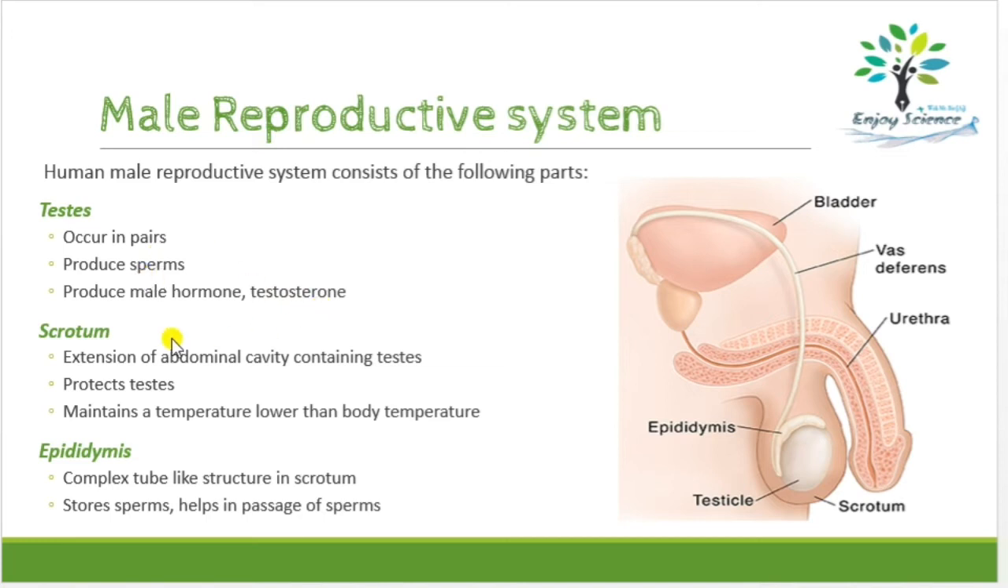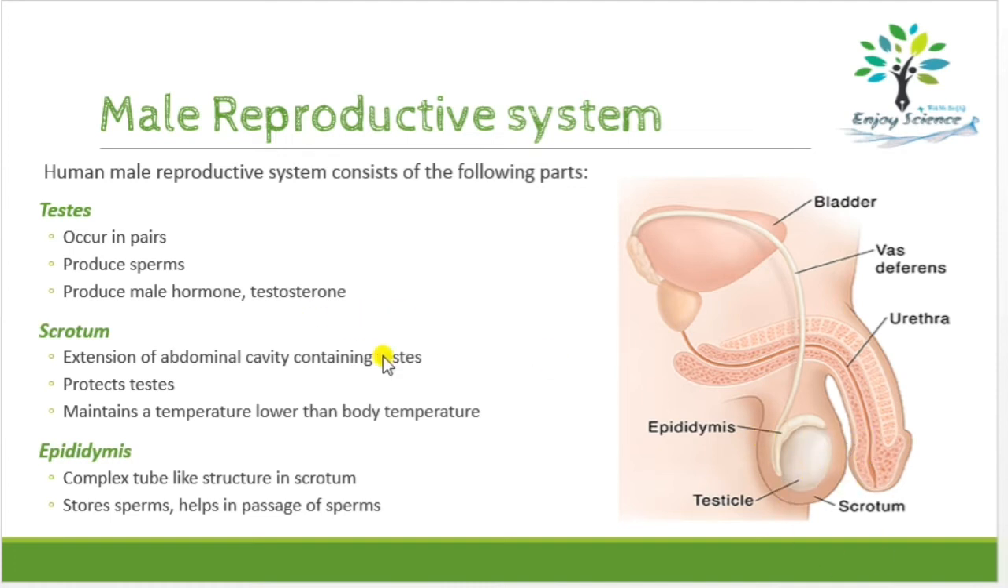Now another organ is the scrotum, a pouch-like structure where the testes are located. The testes are located within the scrotum, which is outside the abdominal cavity, outside the body. Why? To provide the optimum temperature for the formation of sperm. The scrotum provides a temperature that is lower than body temperature. For the formation of sperm we need a lower temperature than our body temperature. So that's why the testes are located outside the body cavity, within the scrotum.